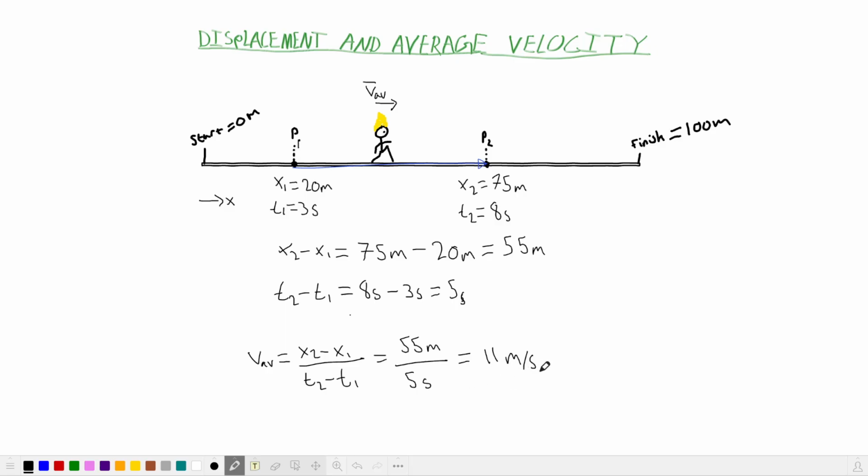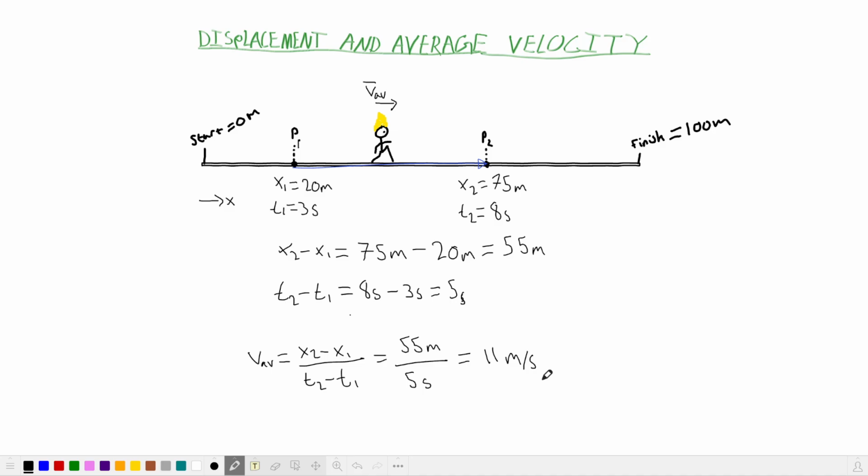So that's really the speed that he is running from P1 to P2, or sorry, the average speed at which he is running from P1 to P2. And when I say the word speed, I'm talking about a scalar value, or the magnitude of the average velocity vector. So the average speed that he's running from P1 to P2 is the magnitude of the average velocity vector, which is 11 meters per second.